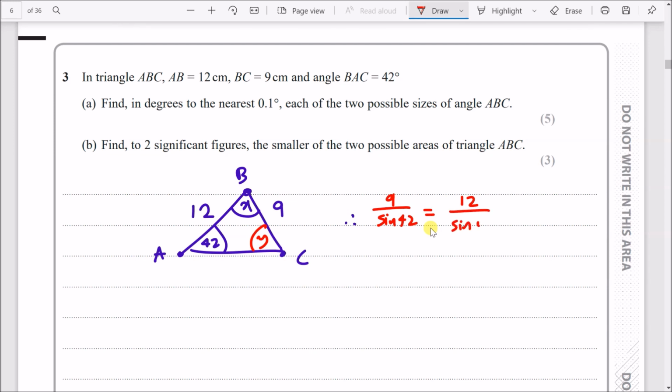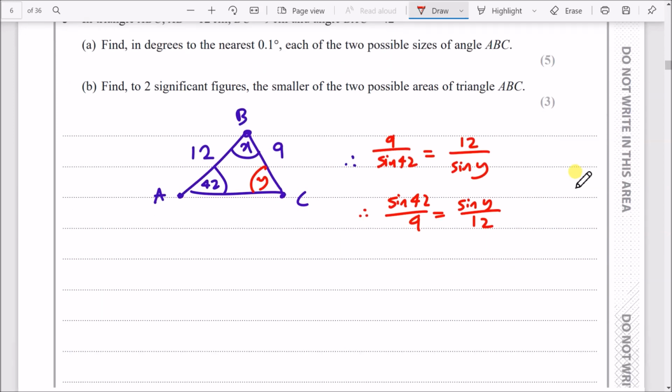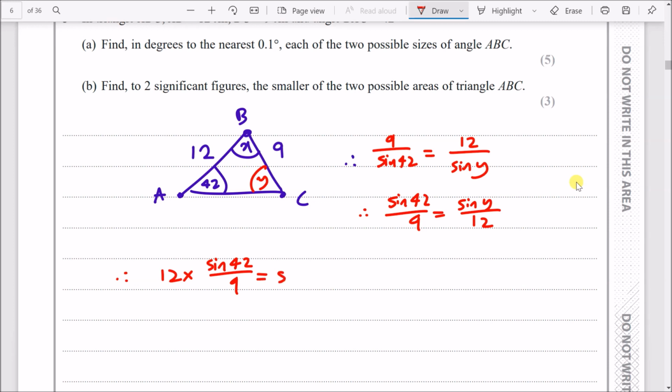Okay, cool. So now all we have to do is pretty much rearrange to make sine y the subject. So another way you could do this is write it upside down. So we can have either sine 42 over 9 equals sine y over 12. This is easier because that way we could just multiply 12 across to get sine y. So multiplying 12 across, guys, I'll do it here. We're going to now have 12 times sine 42 over 9, and that equals sine y.